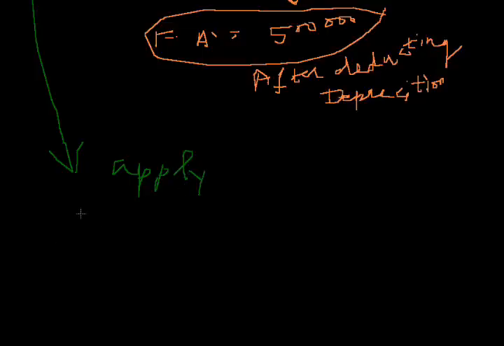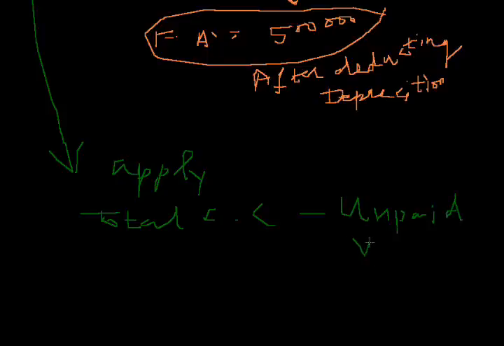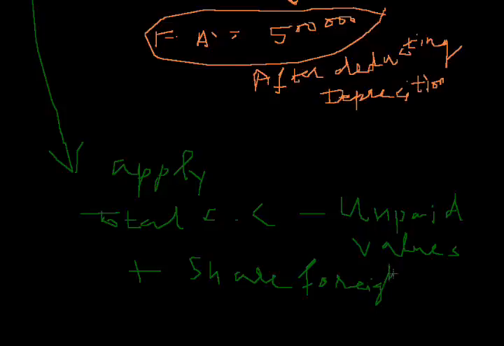And for calculating the net amount of share capital, we will apply a simple formula. Take the amount of called up capital minus the unpaid value of share capital, and this amount will be deducted from called up capital. And after this, we add the amount which we received from shares forfeited. And this net amount will be shown as share capital.